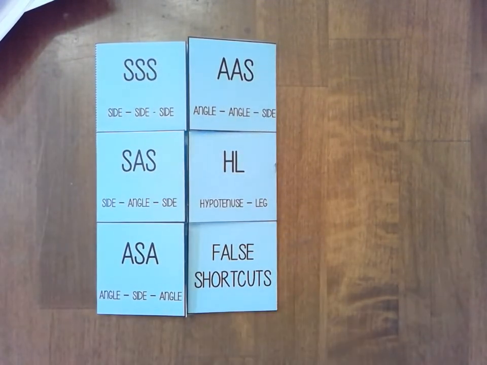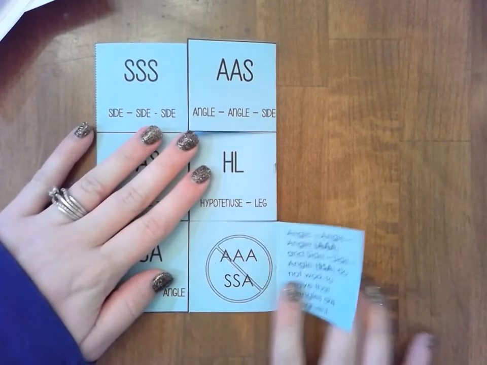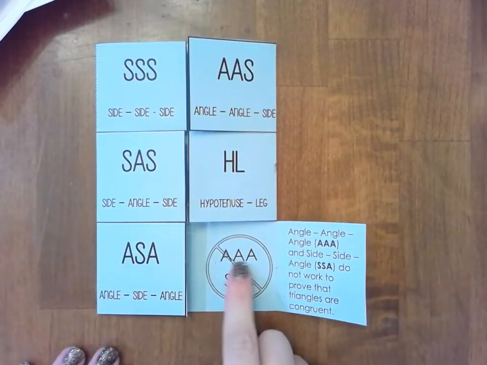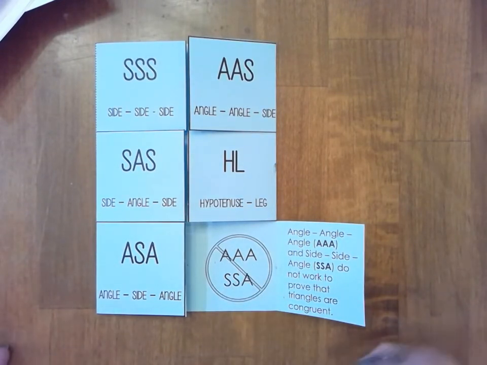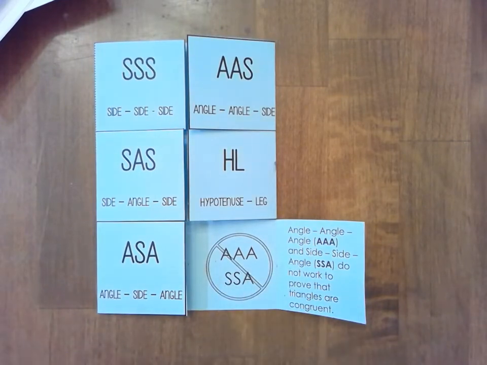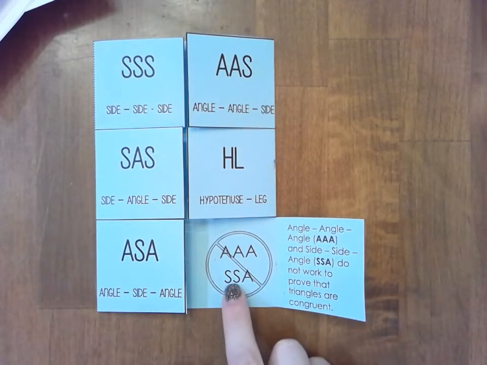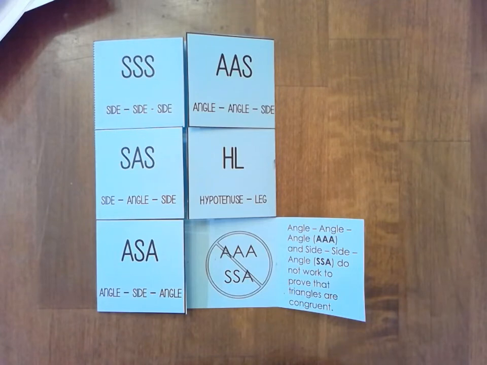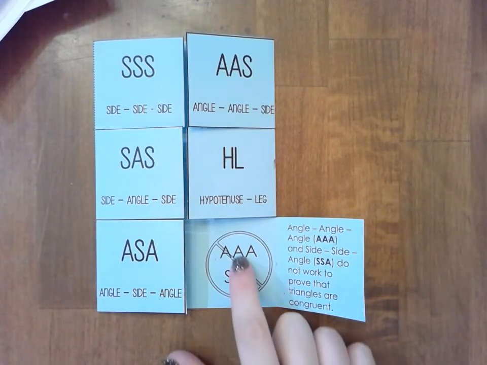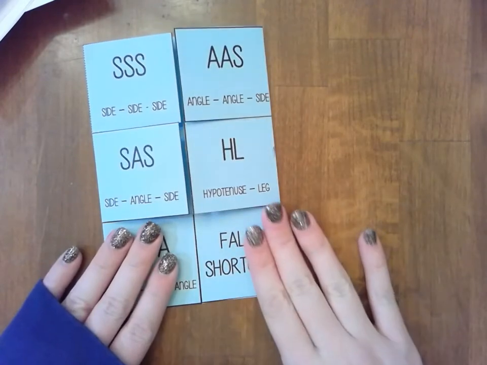Then we have false shortcuts. So it's things we think may be postulates that don't actually work. So angle, angle, angle, and side, side, angle. Neither of these work to prove that triangles are congruent. Angle, angle, angle. Well, all the angles can be congruent, but that doesn't mean all the sides are, because we can have 2 triangles with the same angle measures, but totally different side lengths. Side, side, angle. If we have 2 sides that are equal and one angle that's equal in that order, it doesn't necessarily prove that everything else is equal too. So we can't say triangles are congruent by these 2 things.